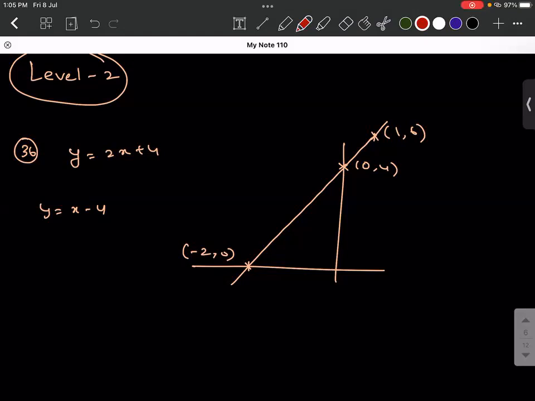So by looking at it, I think the answer is C. Because see, in D, when you put x is equal to 0, you're getting y is equal to minus 2. When you put y is equal to 0, you're getting x is equal to 4. So obviously it is not satisfying. So C is the only answer.